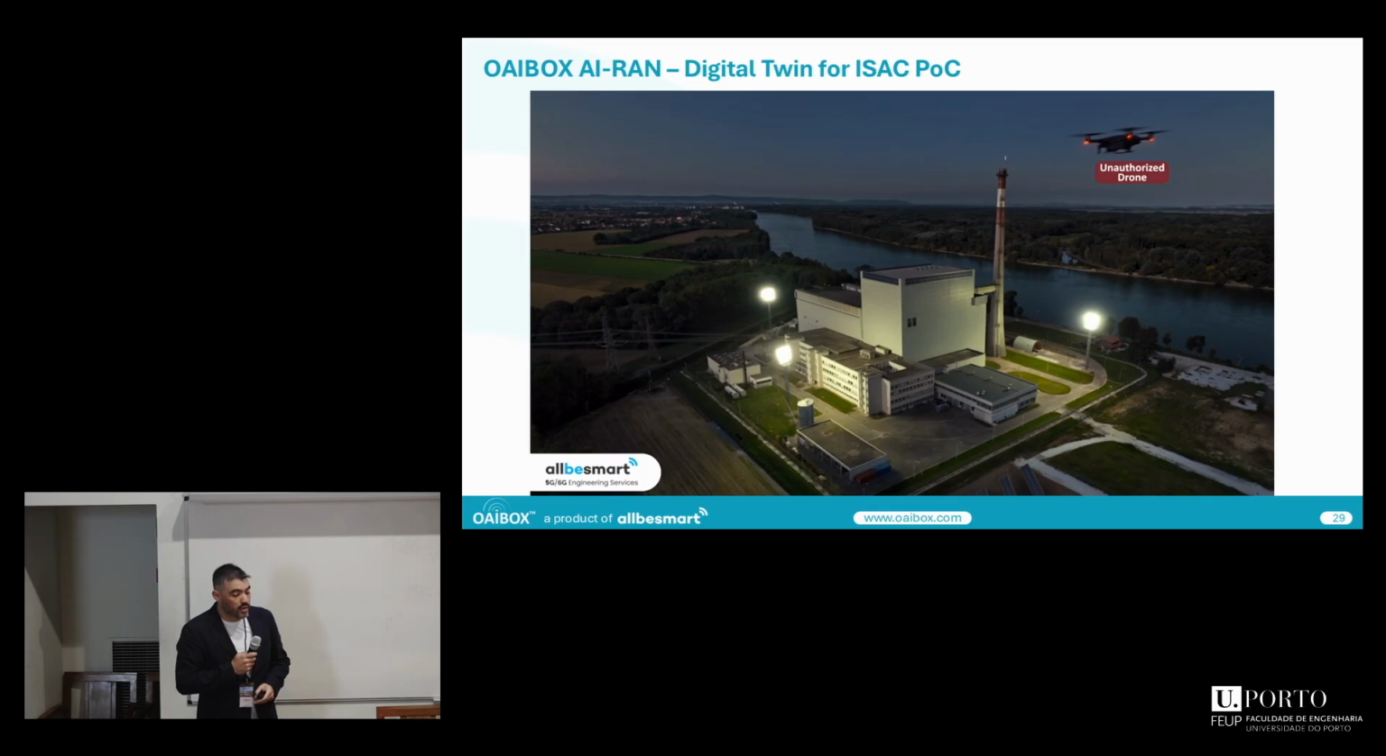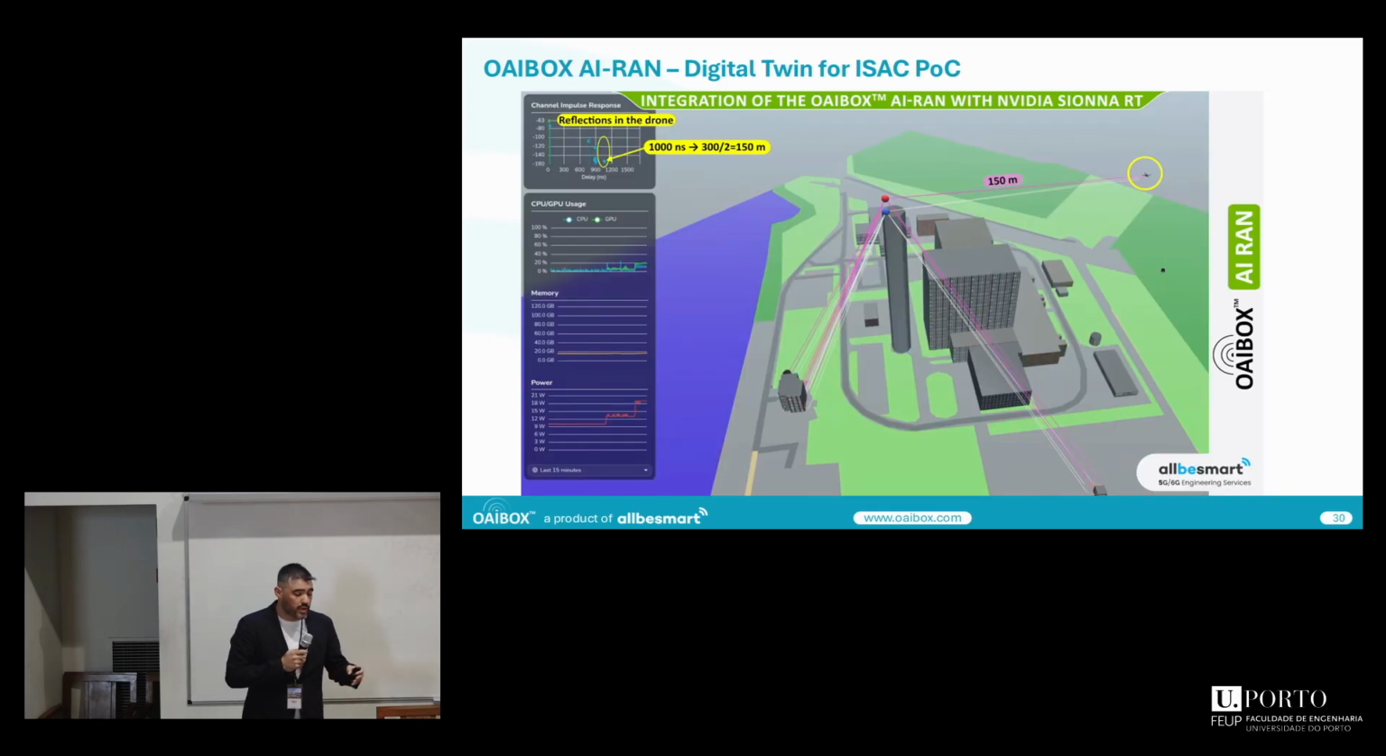Here, for example, we have built a 3D scene with our digital twin, in which we have the gNodeB in red and the UE in blue. So it's like a monostatic radar approach. And then, completely disconnected from the network, you have the drone, which also reflects some energy back to the UE. This is just a proof of concept. We think researchers can leverage these types of digital twins to validate their ISAC algorithms for other applications.